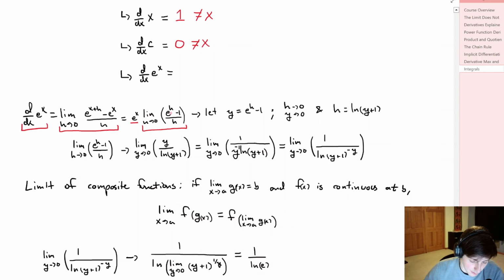And this is a headache of a limit because if we take h going to 0, we essentially get a 0 over 0 condition. And we know that that is not fun. So we're going to do a substitution. Let's say that y is equal to e to the h minus 1. So as h goes to 0, y is also going to go to 0 because this term goes to 1 and 1 minus 1 is equal to 0. And we can also say that h is equal to the natural log of y plus 1.